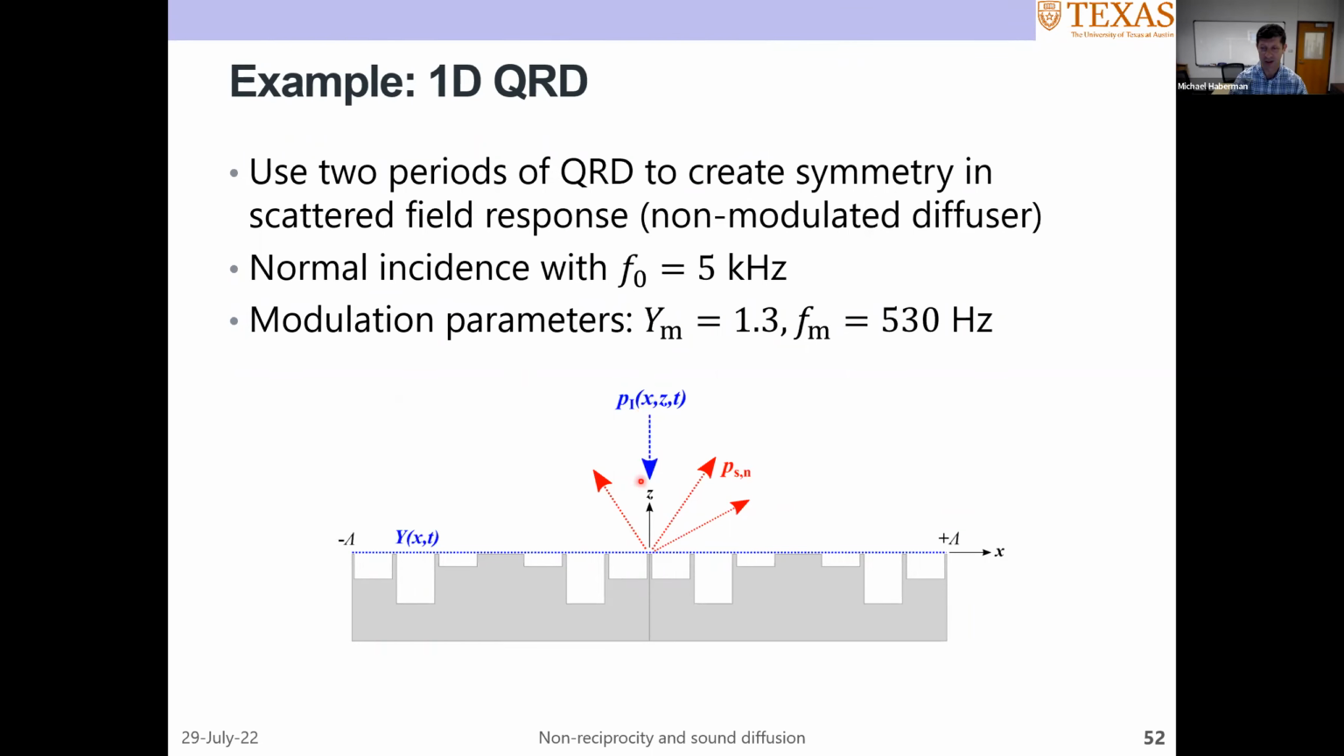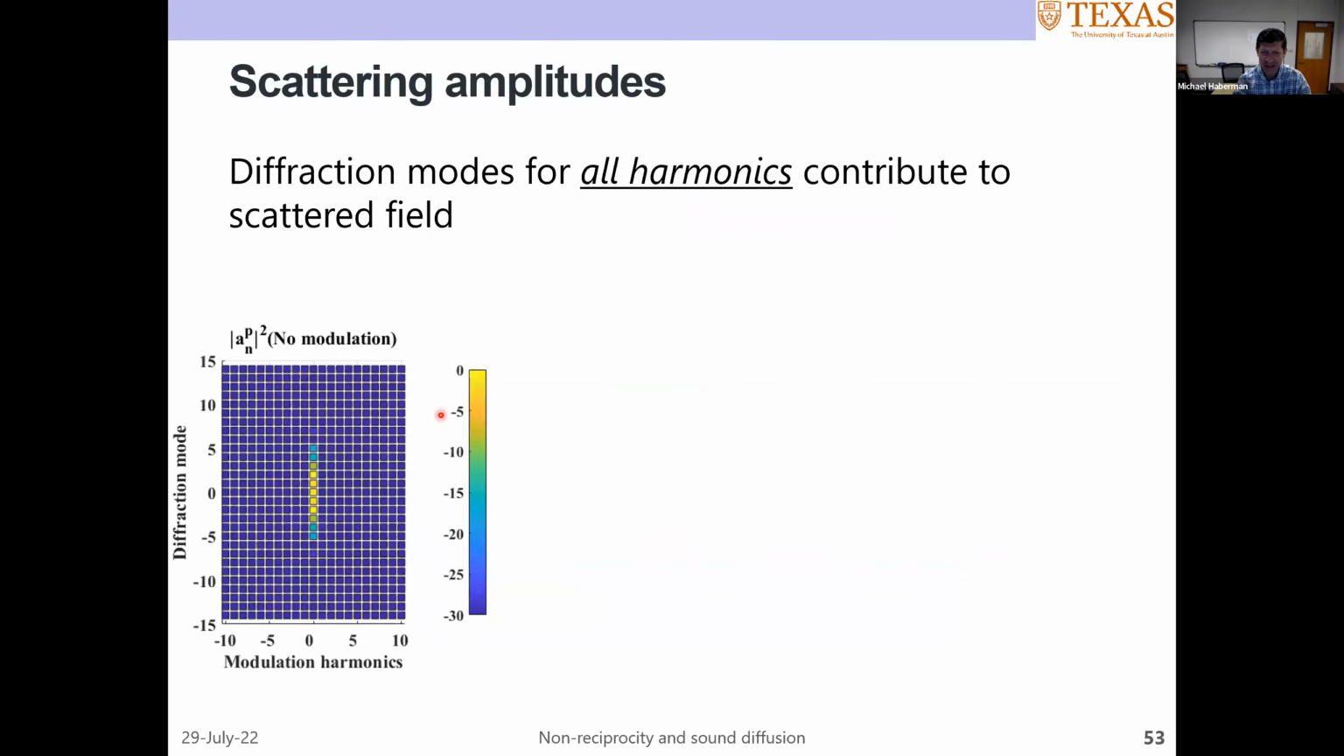Okay. So incident wave, and I shouldn't say we're just going to see what happens. We run a bunch of models and find something that's useful, and then we talk about that, right? So this is a really interesting way to look at this. This is our scattering amplitudes for diffracted orders and modulation harmonics. We considered 30 diffracted modes and 20 harmonics.